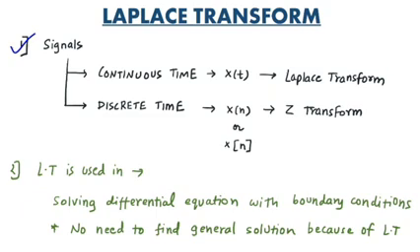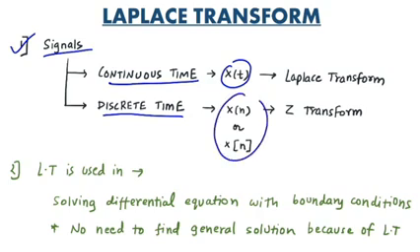Because if you talk about the signals, we have two types of signal. One is the continuous time signal and second is the discrete time signal. The notations are x of t and x of n. In many exam papers or examples, you might have seen this notation, the small t which represents the continuous time and the small n which represents the discrete time.